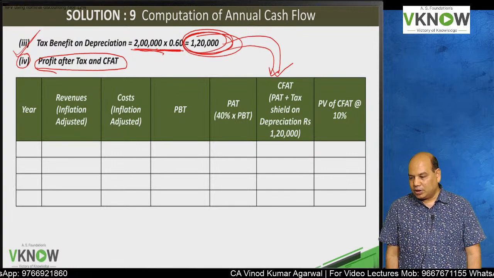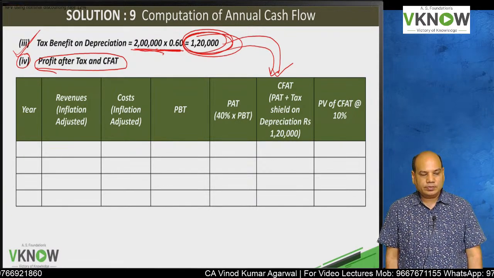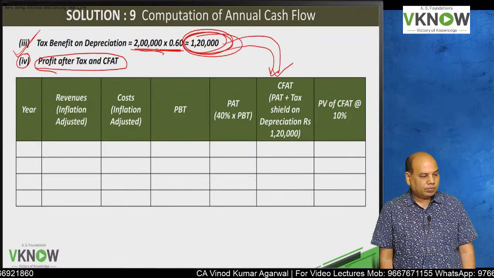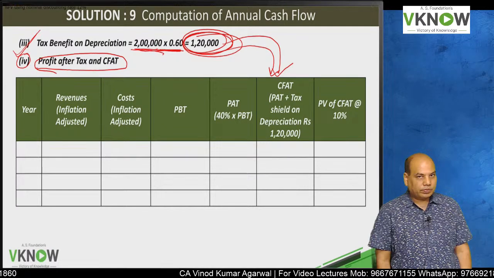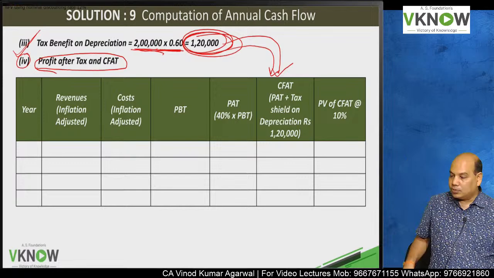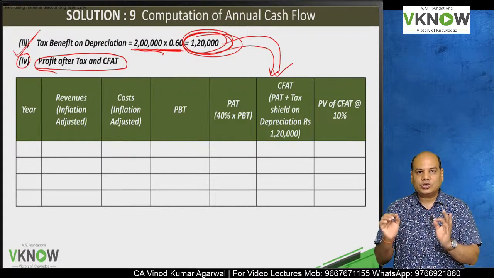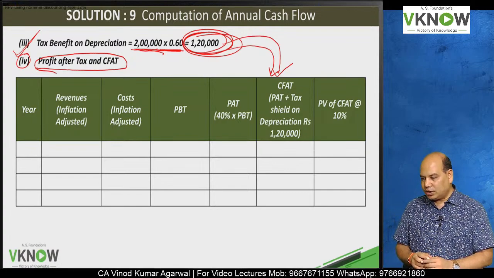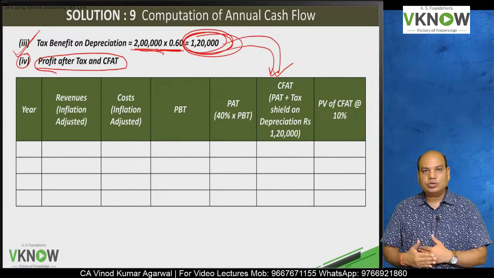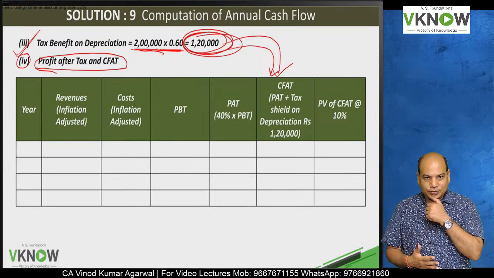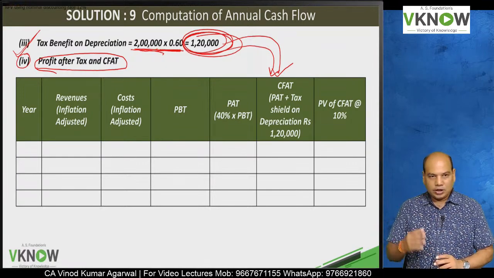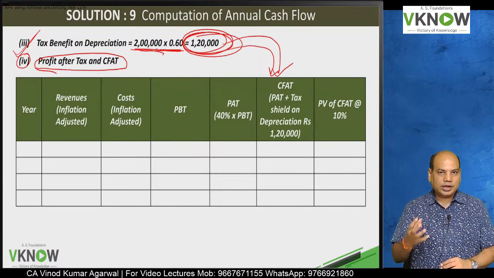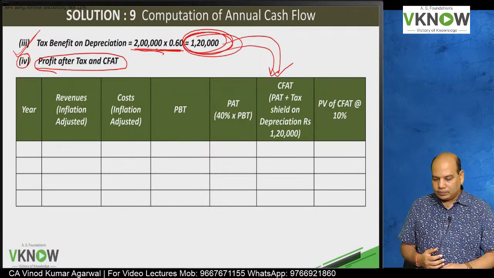PAT will be 40% of PBT because tax rate is 60%. And on PAT, I am going to add the tax shield on depreciation, 1,20,000, to the PAT figure to arrive at CFAT. And then I will compute the NPV in the last column. Ready?